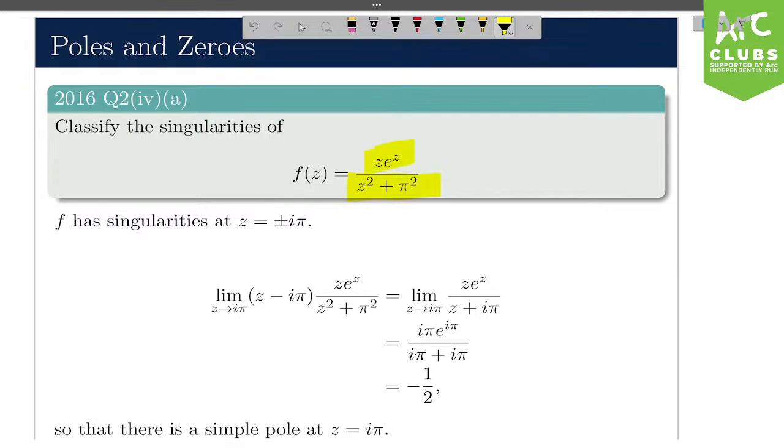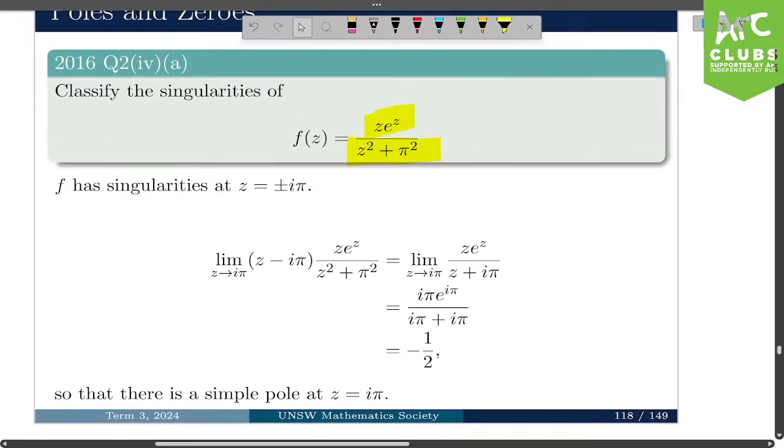On the numerator, is it finite? Is it defined? Is it non-zero when we go to these iπ and minus iπ values? Yes, it is defined. It is non-zero. Therefore, it is not removable. For it to be removable, it would have to be at the very least of the form 0 over 0, in which case we would apply L'Hopital's rule.